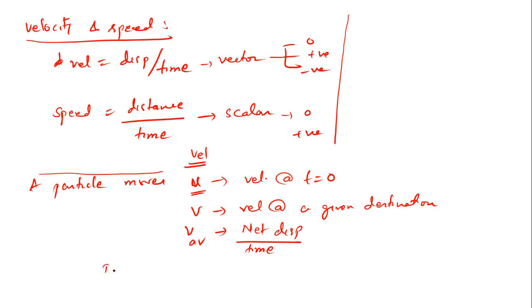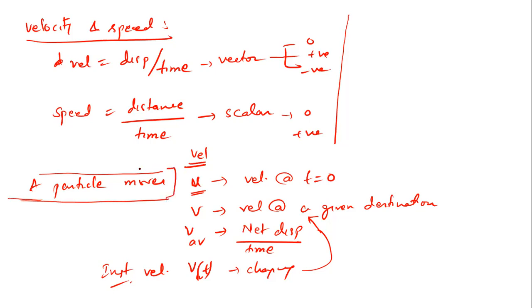Then we have instantaneous velocity, which is v of t. This will keep on changing. And most of the time, this instantaneous velocity is nothing but the final velocity, because velocity at a given destination means the velocity when it has arrived there at a given unit of time. So you can also say that this will be your instantaneous velocity. Now let us look at the values of u, v average, and v instantaneous.